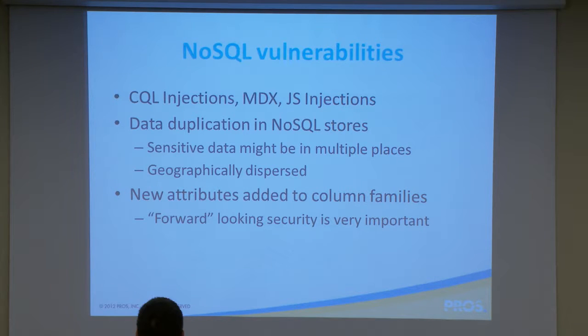And again, we know about data duplication, so sensitive data might be in multiple places. To be fault tolerant, it just keeps data in multiple places, spread around geographically. And new attributes can be added to column families, as we have seen. So for today, let's say you review the entire so-called schema and find that there are no sensitive fields. Tomorrow I can simply add one without anybody's approval.